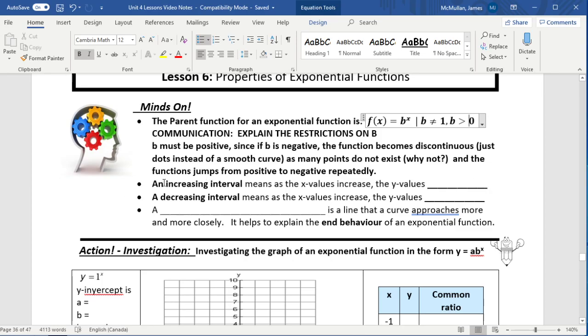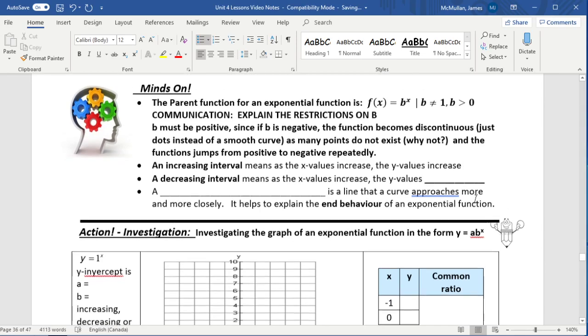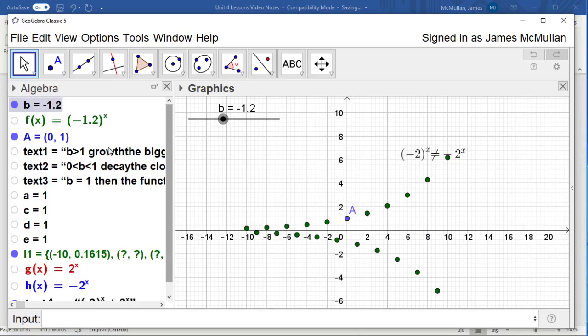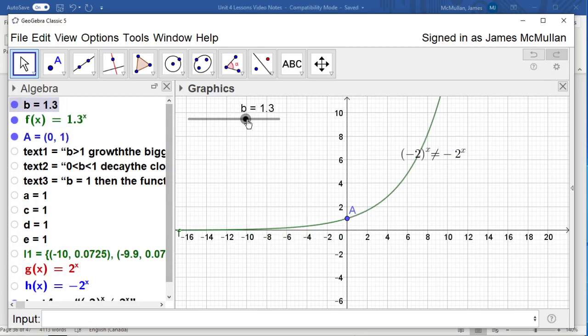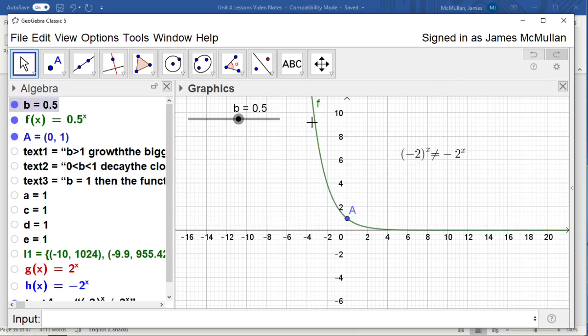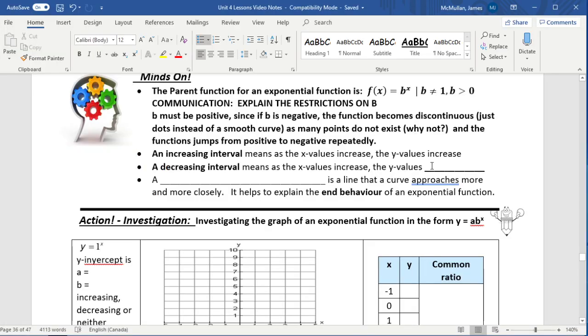Now, just to make sure we have a definition, an increasing interval means as the x values increase, the y values increase. If you imagine yourself walking across the graph from left to right, an increasing interval would be you are walking uphill, whereas a decreasing interval would be you are walking downhill. You always read these graphs from left to right, so the y values decrease.